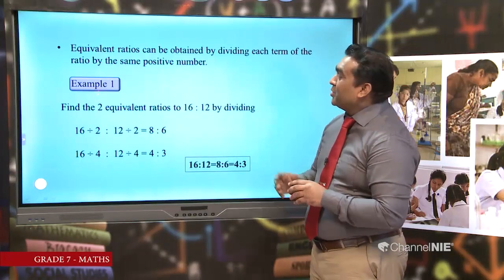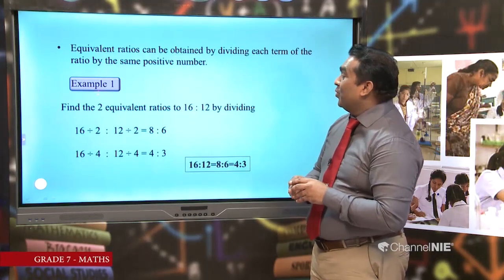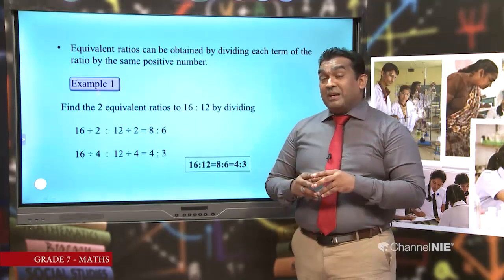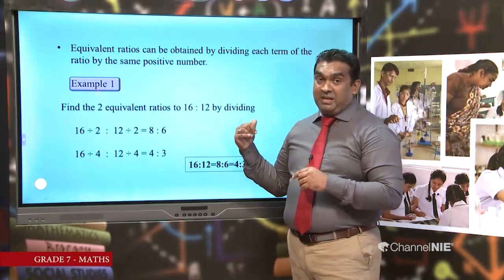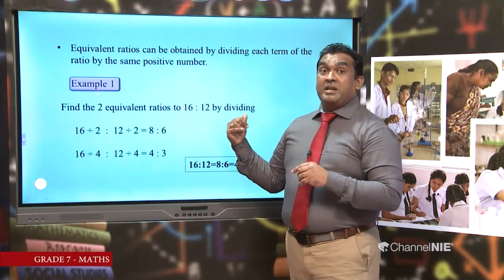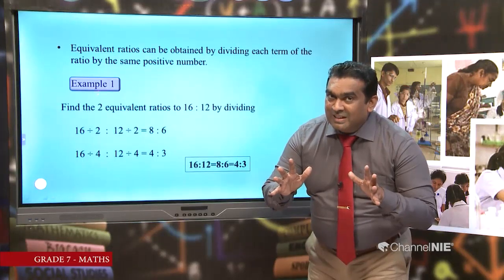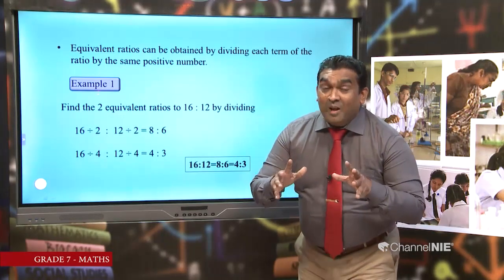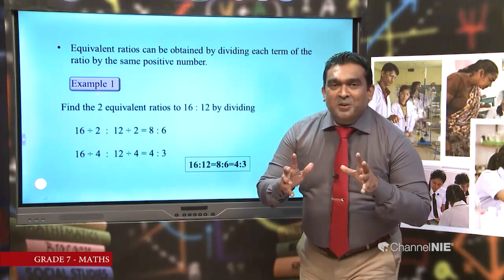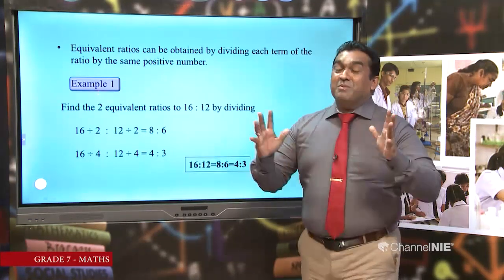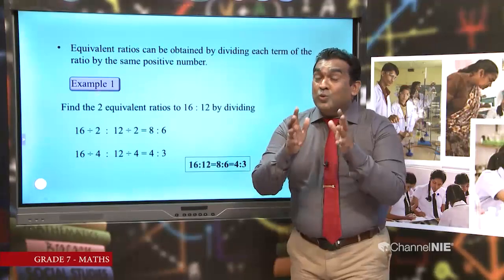Then find two equivalent ratios to 16 to 12 by dividing. There is a command here. What is our command? Divide. They have stated the mathematical operation. My kids, it is very, very easy, because they have told you to divide.